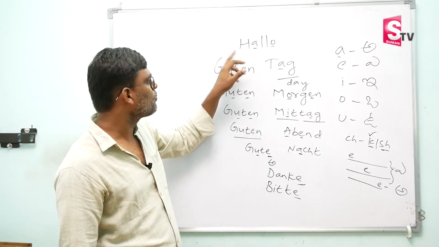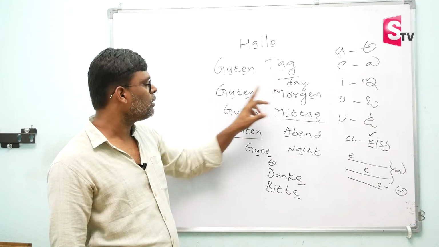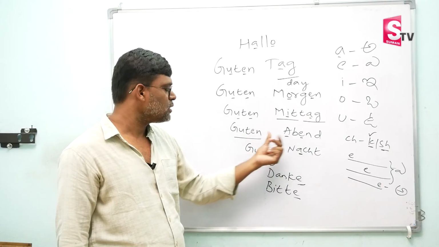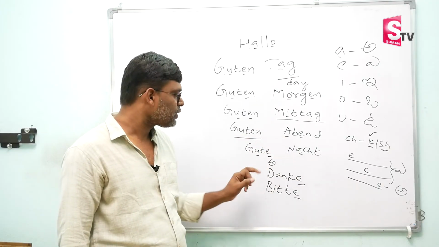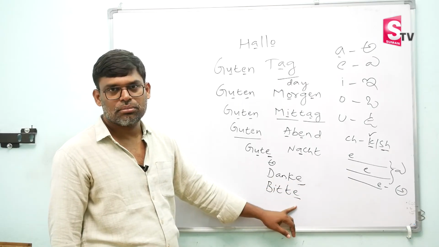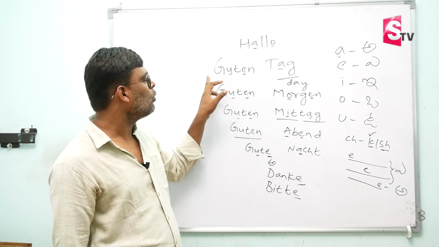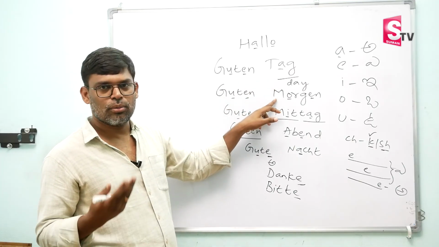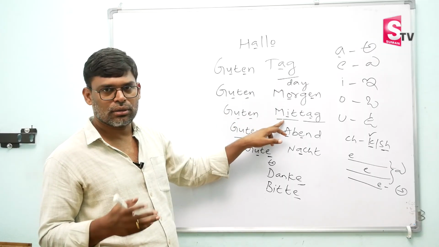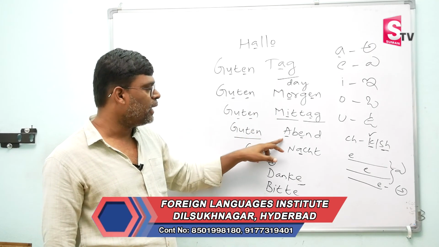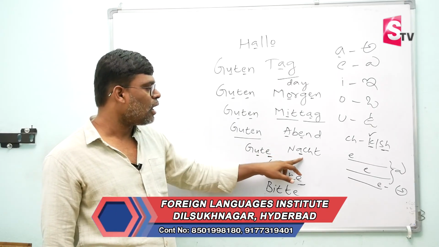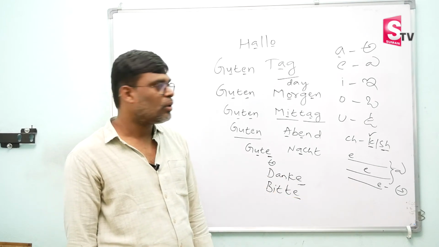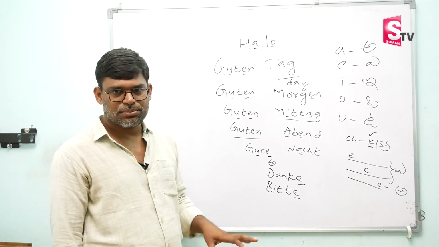So hallo, guten Tag, guten Morgen, guten Mittag, guten Abend, gute Nacht, danke, bitte. Clear? So hallo is hi. Guten Tag means good day or have a nice day. Guten Morgen, good morning. Guten Mittag, good afternoon. Guten Abend, good evening. Gute Nacht, good night. Danke, thank you. Bitte, please. These are some of the basic expressions in German.